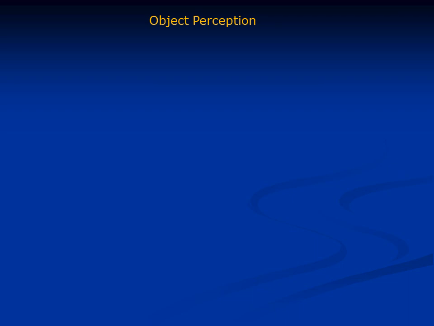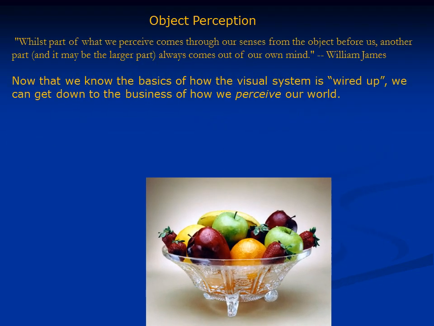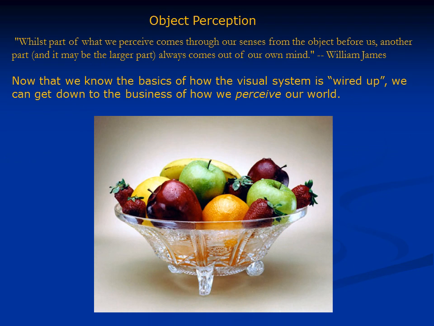Perception. So now we've got an idea of how the visual system is wired up. We've taken it from the front end, the retina, the optics of the eye, what is sensation, perception, and it's now getting back to the brain and to the conscious awareness stage. So this is where we're going to start, object perception, and that's a neat quote from William James, an extremely well-known psychologist: "Whilst part of what we perceive comes through our senses from the object before us, another part, and it may be the larger part, always comes out of our own mind." And it's a very true statement.